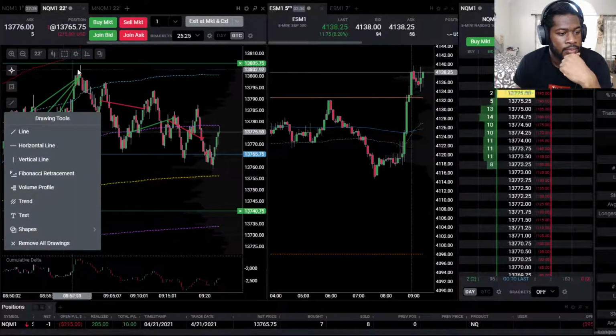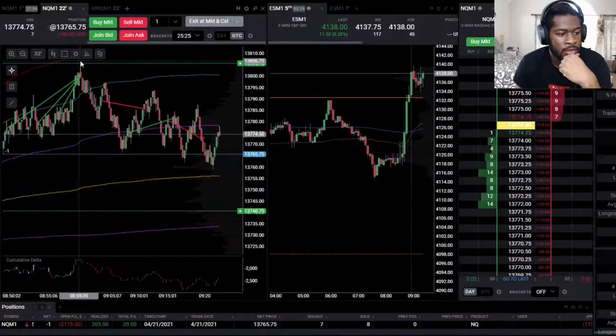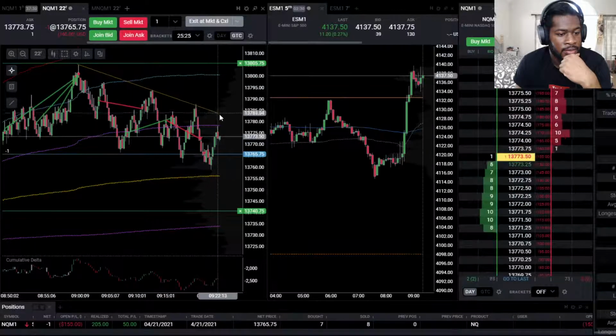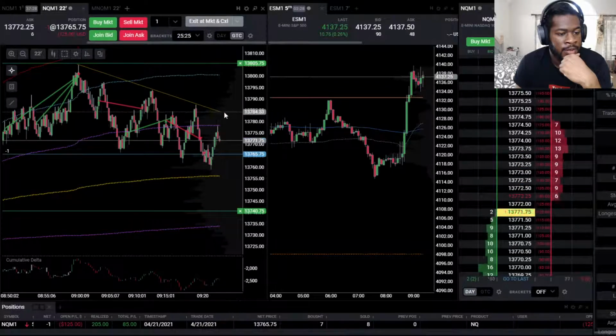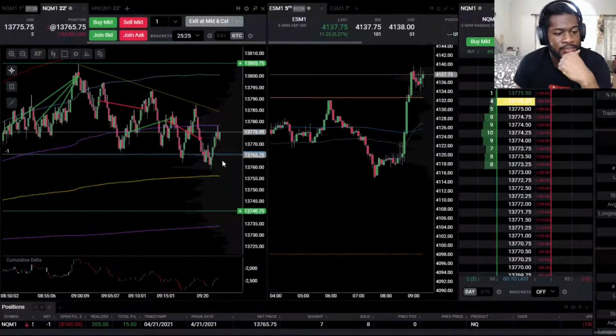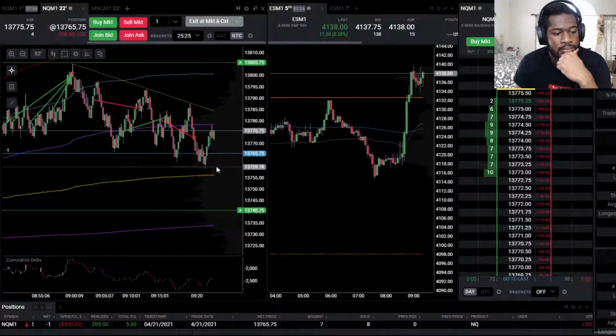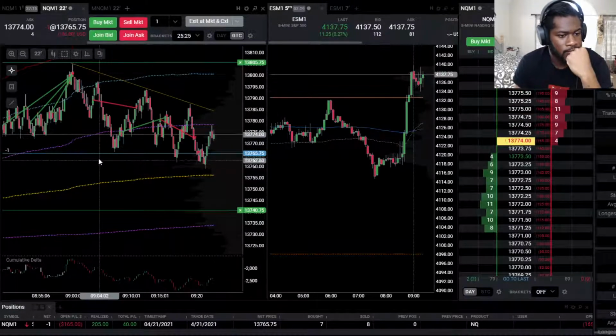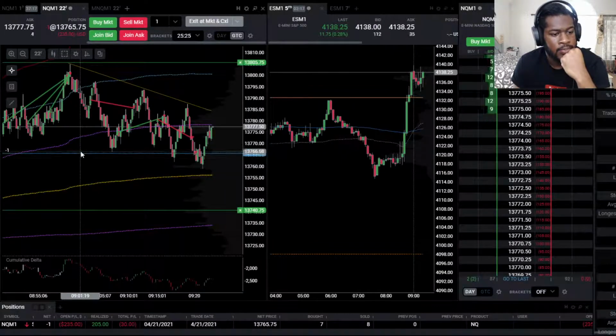Okay. Can draw a little trend line here. Pretty obvious, pretty visible. We'll see if it wants to break above.